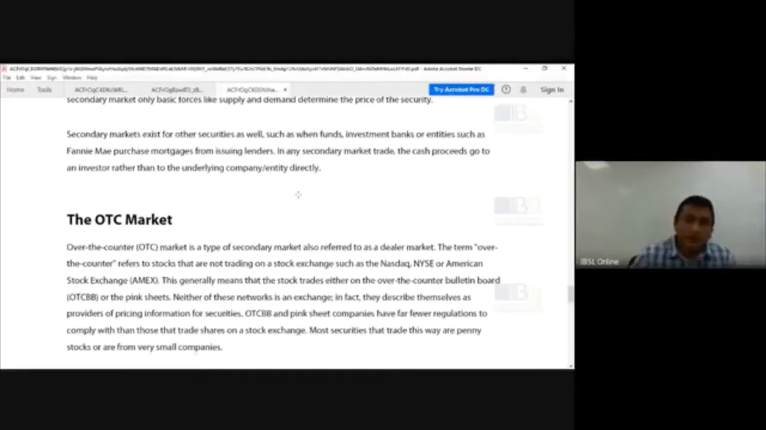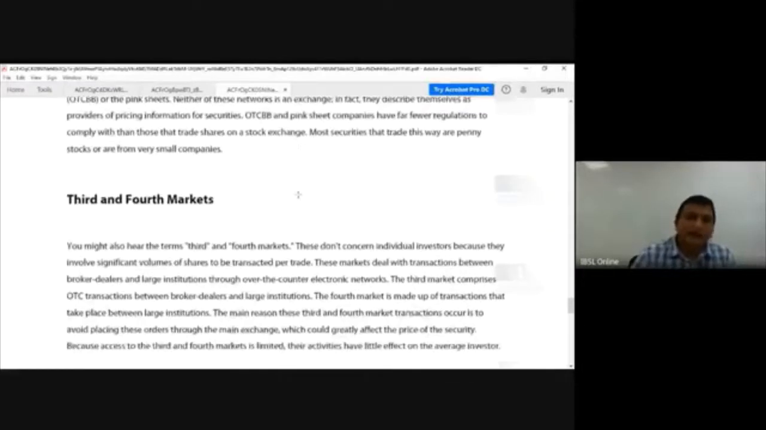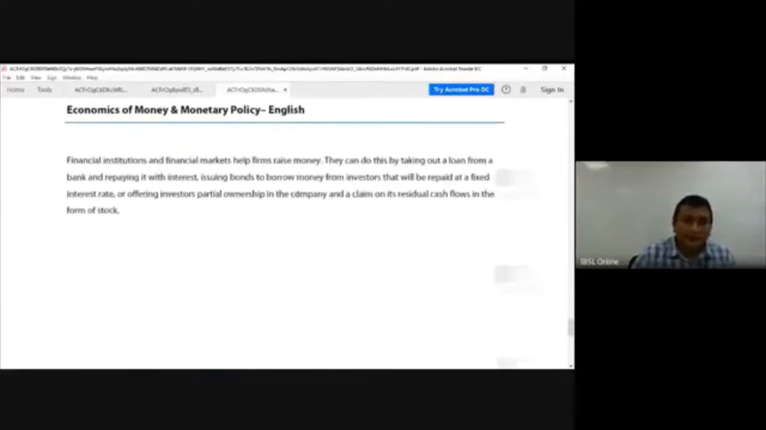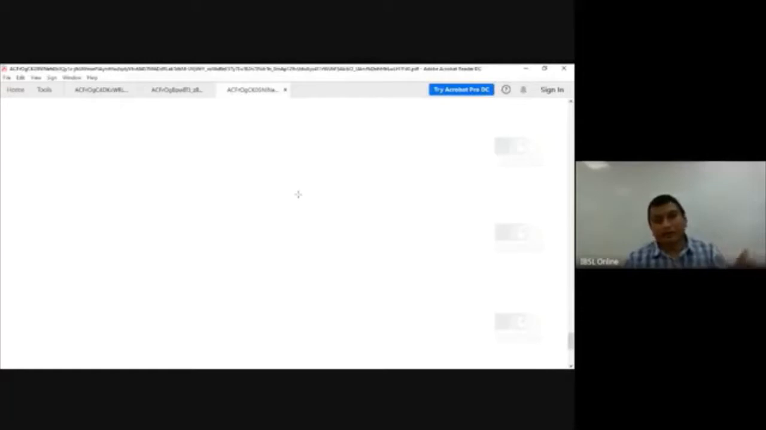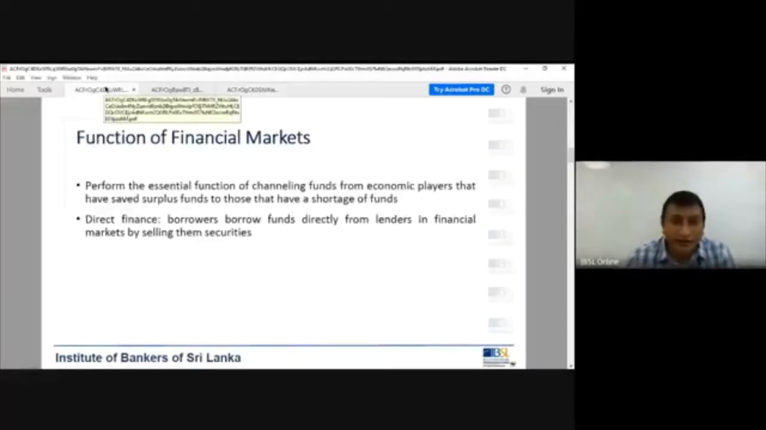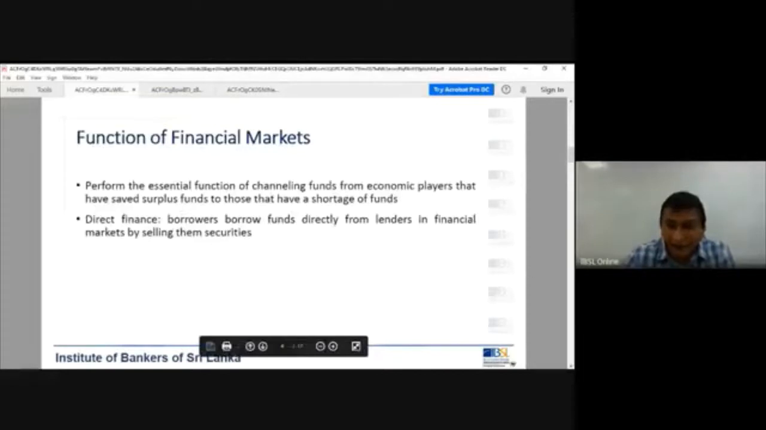So you see this OTC markets arrangement, and the third and fourth markets. These are all details for you, right? So I just leave it at this point with the reading supplement. You read through the very interesting aspects that you are learning now itself, right? And this would help you to gain a substantive understanding of how market aspects play a role in the financial market itself. Any questions?